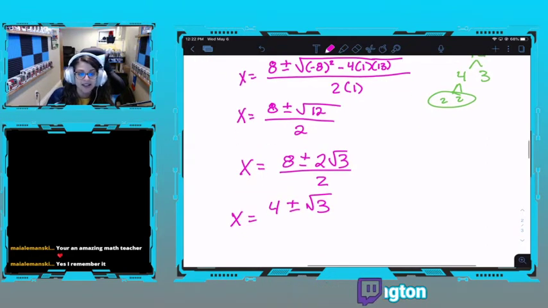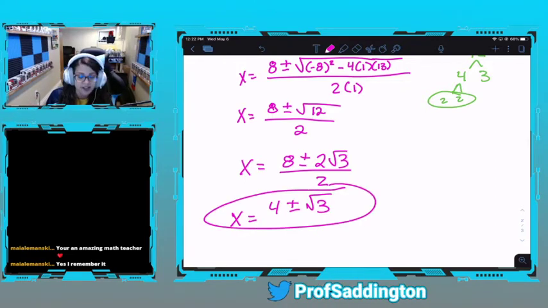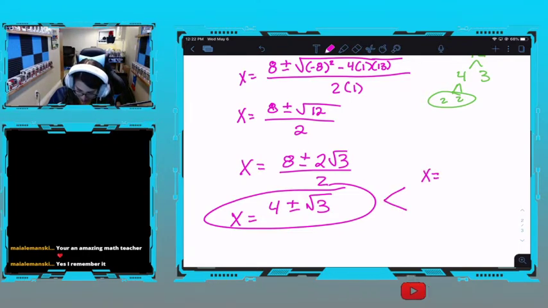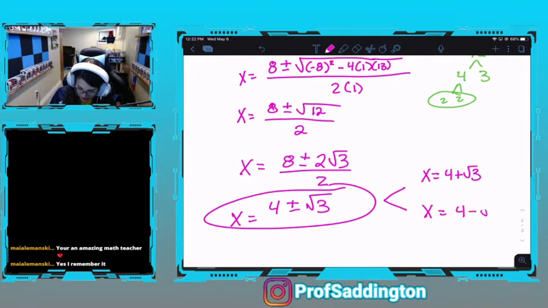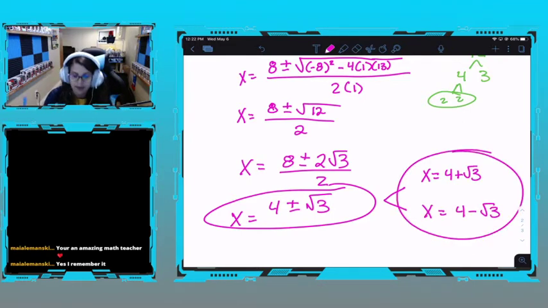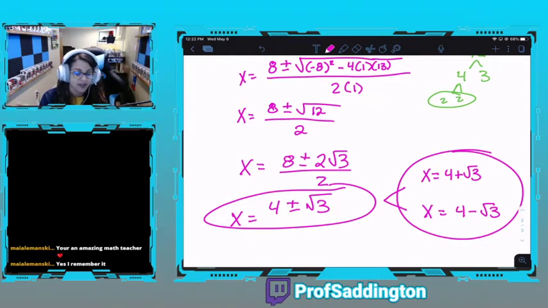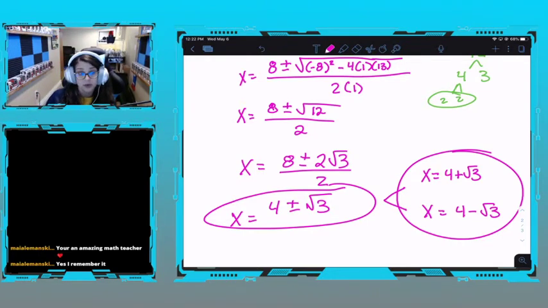So technically, depending on how Delta Math wants you to write it, you might be able to just leave your answer like this if it doesn't let you type in plus or minus below one another. You would want to write your answer as x equals 4 plus radical 3 and x equals 4 minus radical 3. But we're going to keep it in radical form because radical 3 is irrational, so that's going to be an ugly decimal, so we don't want to do that.